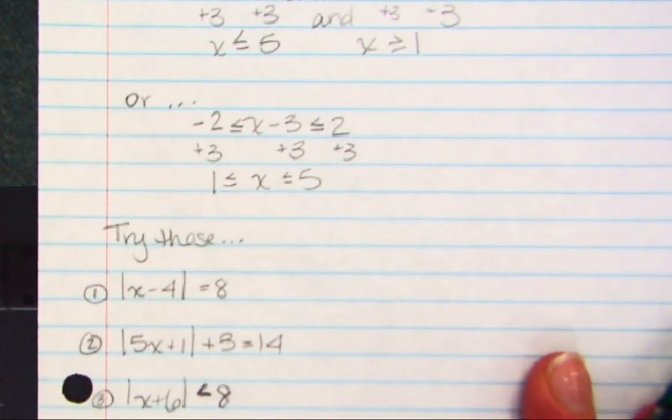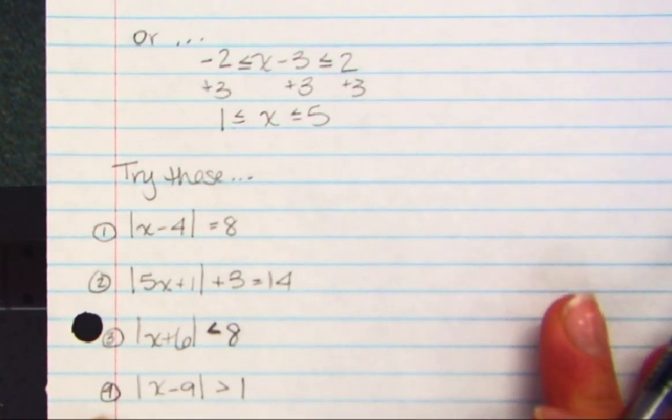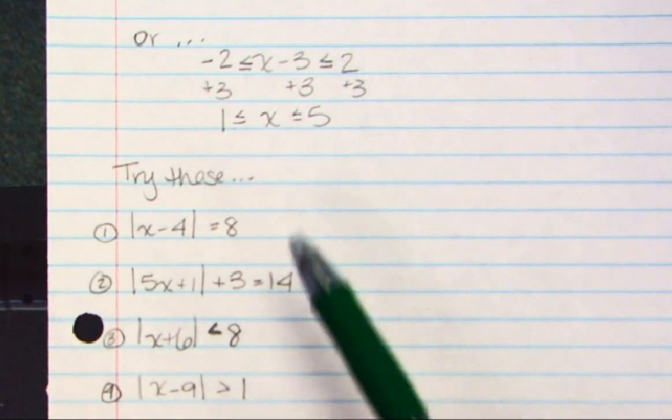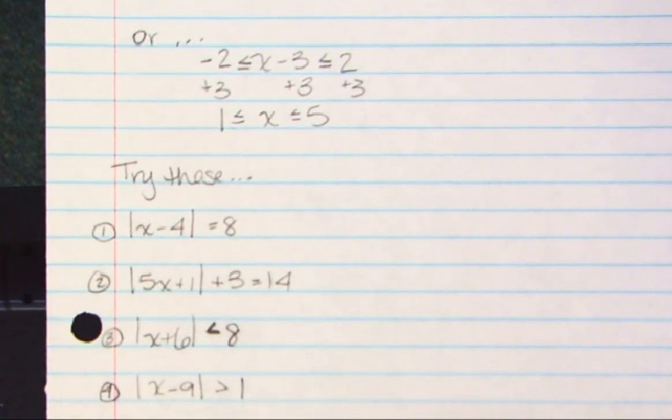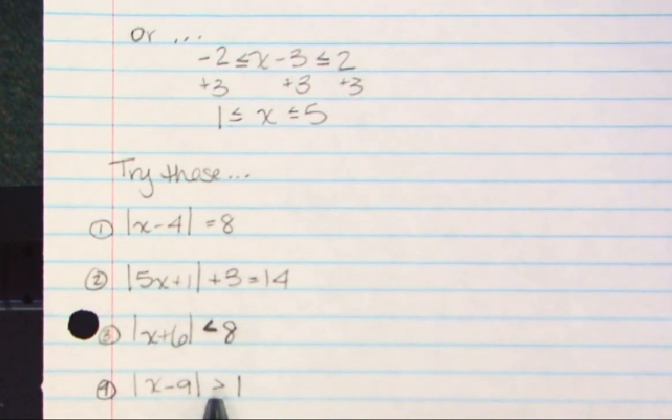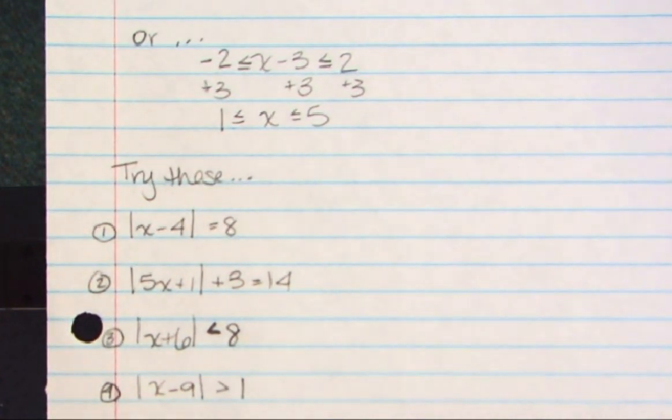All right, so try a couple of these. We're going to start tomorrow with just some equations, and then we'll get into some inequalities. And so I would like you to try these 4 problems. The first 2 are equations. The second 2 are inequalities. This is less than, so that's going to be an and. This is greater than, so that's going to be an or. Try those problems tomorrow, and we'll go over them in class.